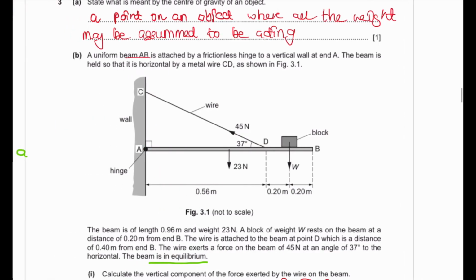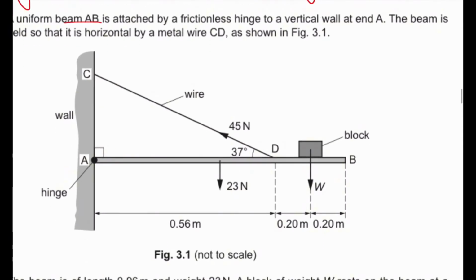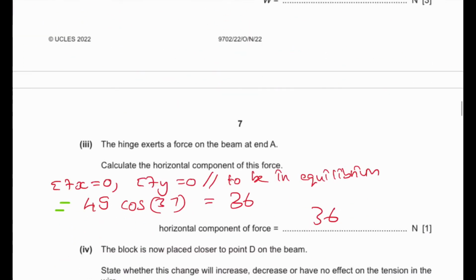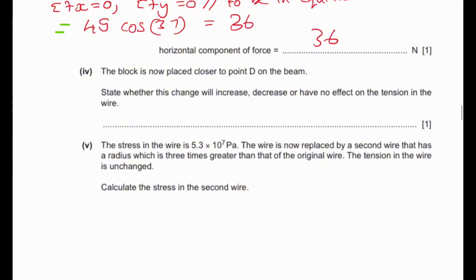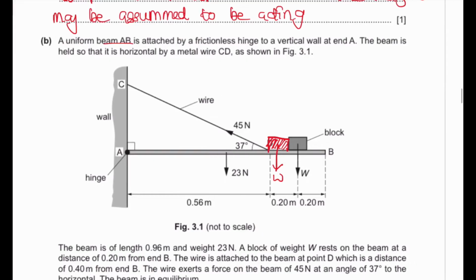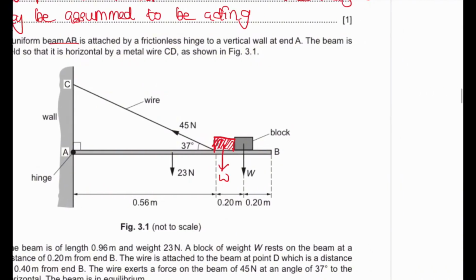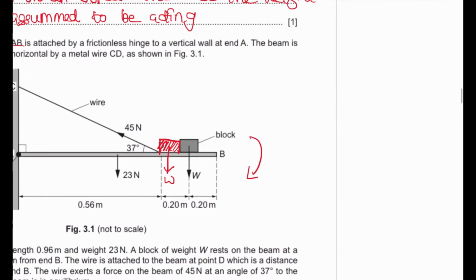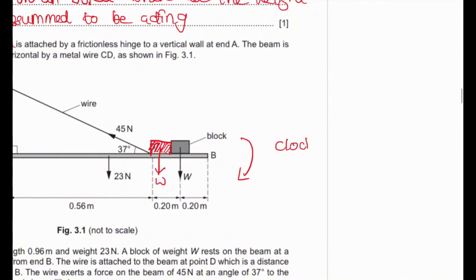So basically what's happening, guys, is this block has moved closer to end D, right? The question is saying the block is now placed closer to point D. So let's assume it's going to be somewhere here. This is where our block is now at. But this block is causing a clockwise moment in that direction, right?